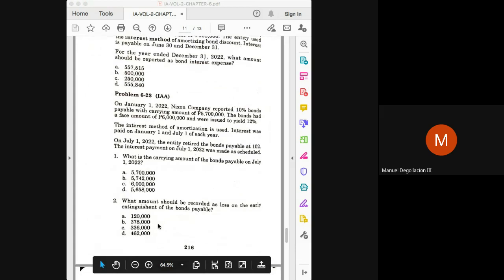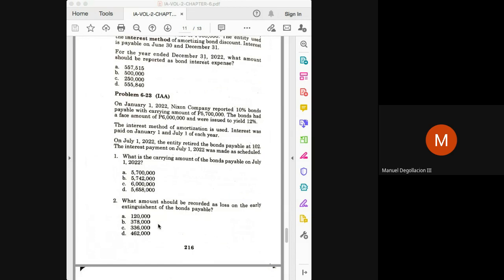On January 1, 2022, Nixon Company reported 10% bonds payable with a carrying amount of 5,700,000. The bonds had a face amount of 6 million and were issued to yield 12%. The interest method of amortization is used. Interest was paid on January 1 and July 1 of each year. On July 1, 2022, the entity retired the bonds payable at 102. The interest payment on July 1, 2022 was made as scheduled. What is the carrying amount of the bonds payable on July 1, 2022?